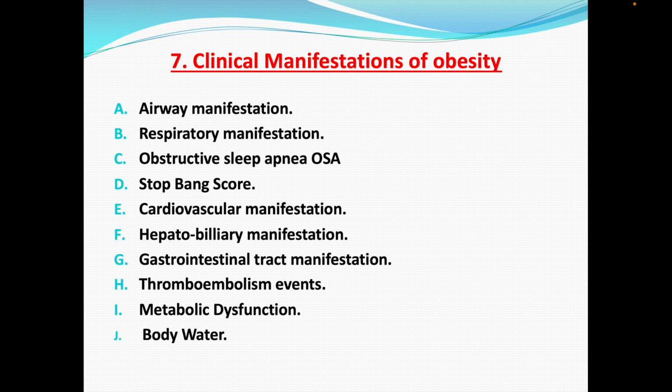Okay, we'll go to the clinical manifestation of obesity. In this, the most important point we will discuss is airway manifestation. And you all know airway problem is the biggest problem for anesthetists. Then respiratory manifestation in obese, obstructive sleep apnea, STOP-Bang score in relation to obesity, cardiovascular, liver and biliary system, gastrointestinal system, thromboembolic events, metabolic dysfunction, and body water.